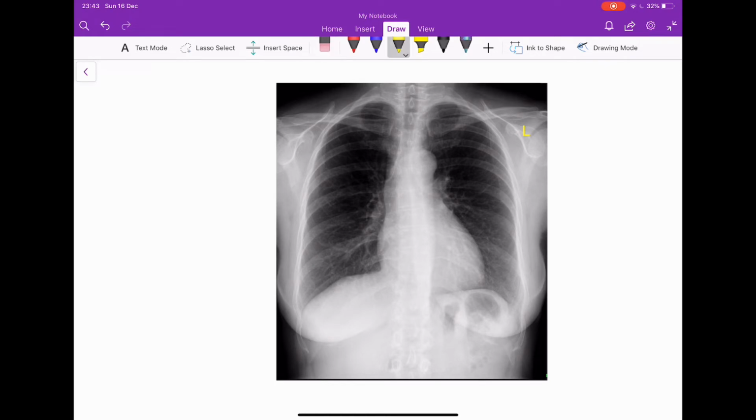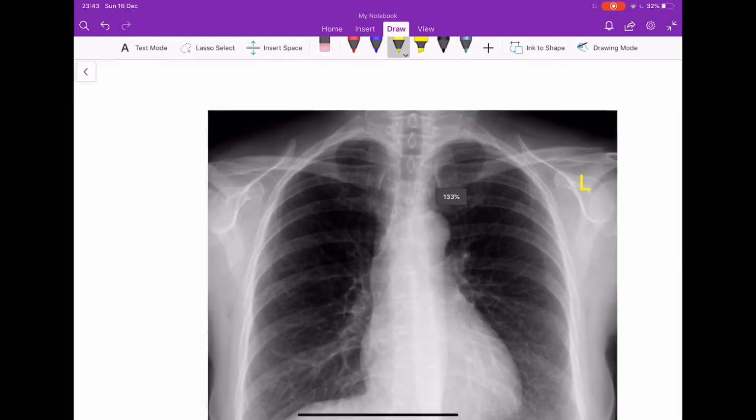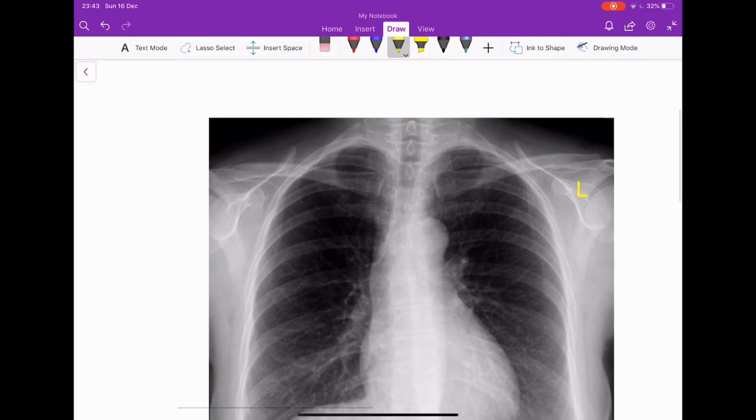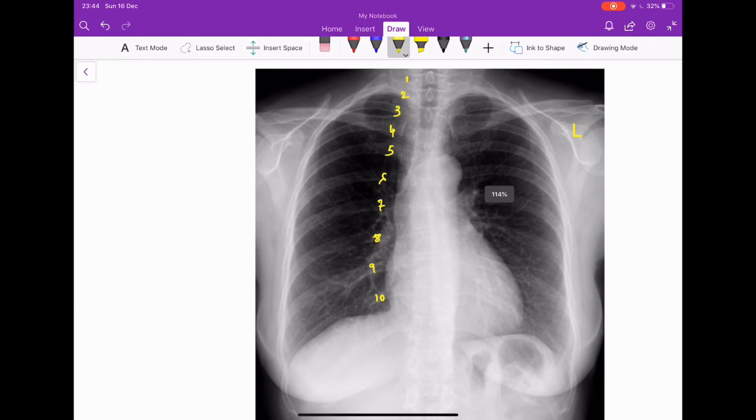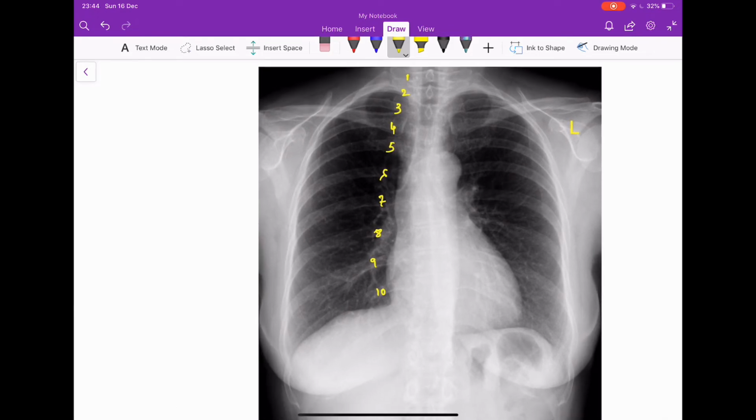Also you should determine the number of ribs. First of all, let us determine the number of posterior ribs, which should be 10 in number when looking at the chest X-ray. So first, second, third, fourth, fifth, sixth, seventh, eighth, ninth, and the 10th rib. Also note that of the anterior ribs, we will only be able to see 9 of them because of the presence of the diaphragm.